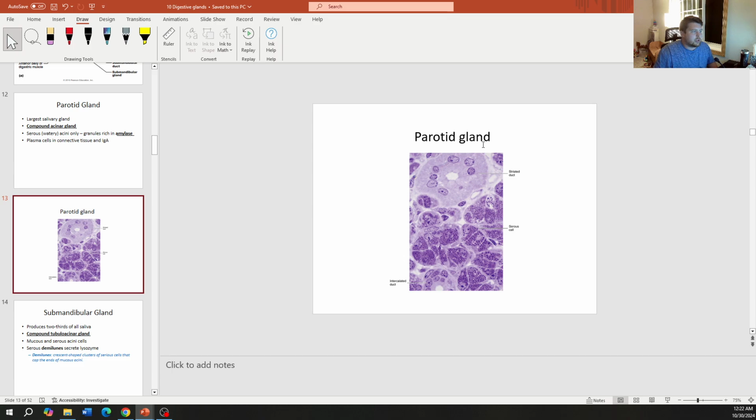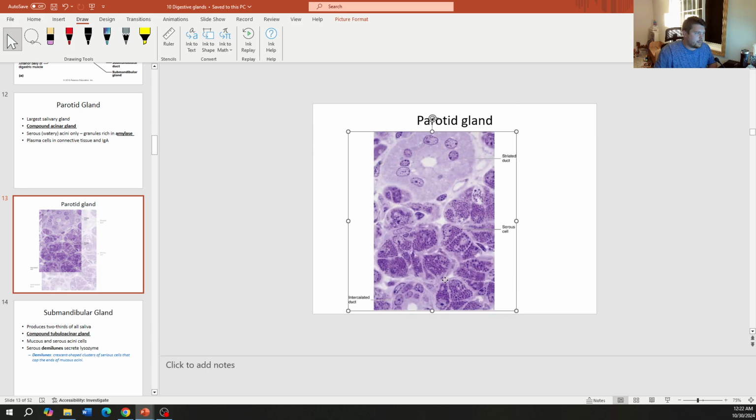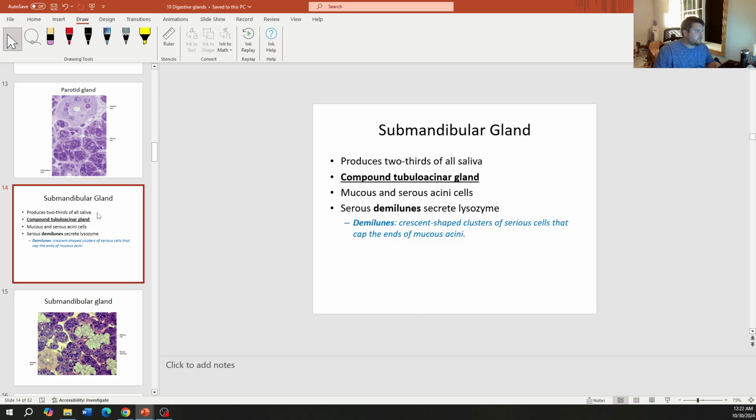Here is our parotid gland, kind of what it looks like. We have those serous cells. Let me make this picture just a little bit bigger. Lots and lots of serous cells. Next, our submandibular gland.